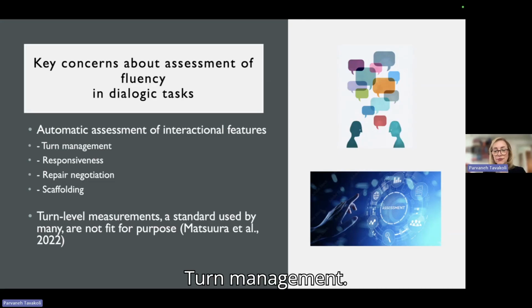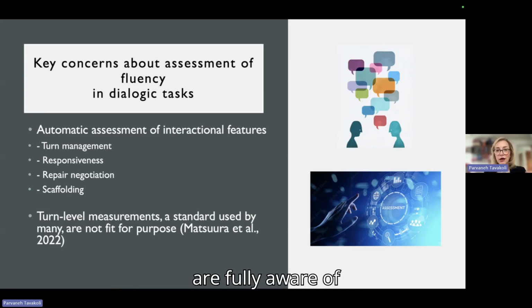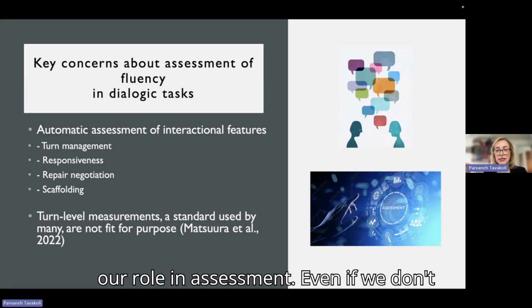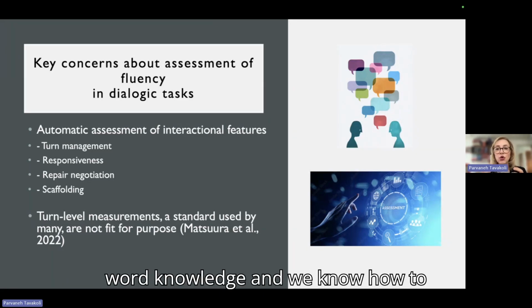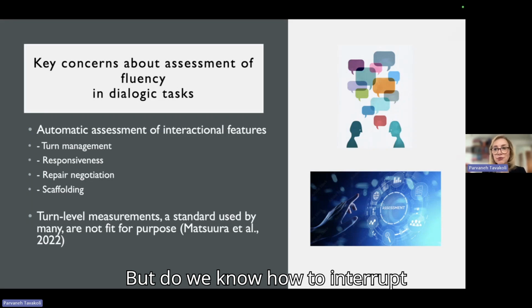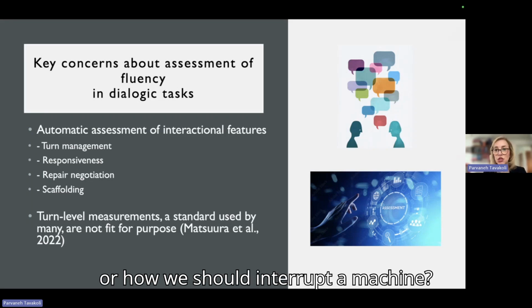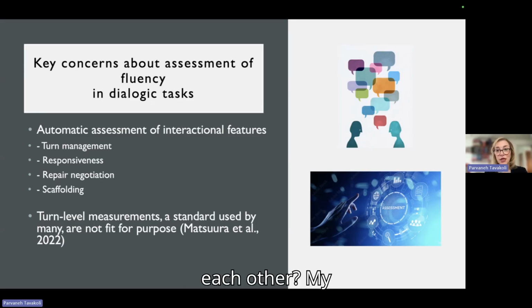Turn management. When we speak to human beings, we are fully aware of our role in assessment. Even if we don't speak the second language, we have the word knowledge and we know how to interrupt one another. But do we know how to interrupt or how we should interrupt a machine? Does the machine know how we interrupt each other?